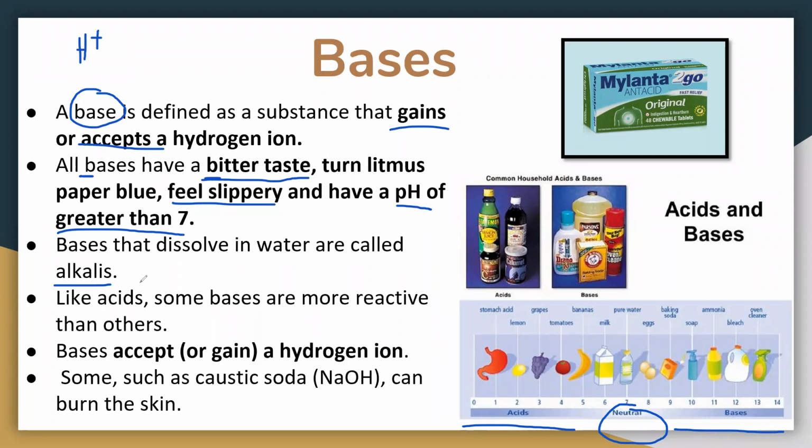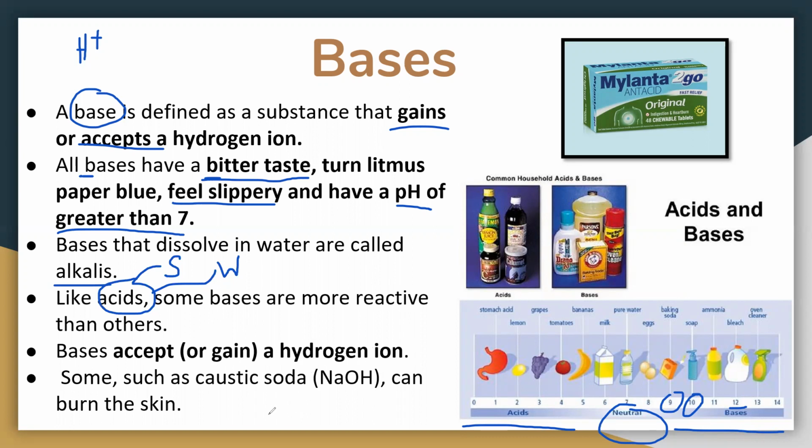Like with acids, where we said some acids are strong and some are weak, we also have some bases that are more reactive or stronger than others. For example, if we look at our pH scale here, you can see that a base like baking soda or soap is weaker compared to a base like bleach. So for that reason, bleach might feel a lot more slippery or slimy in nature compared to baking soda. So again, bases accept, or gain, a hydrogen ion.